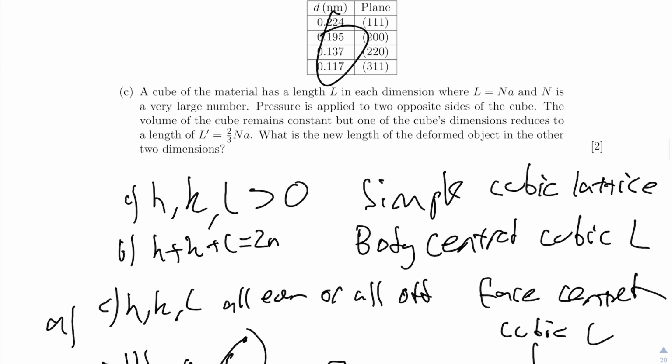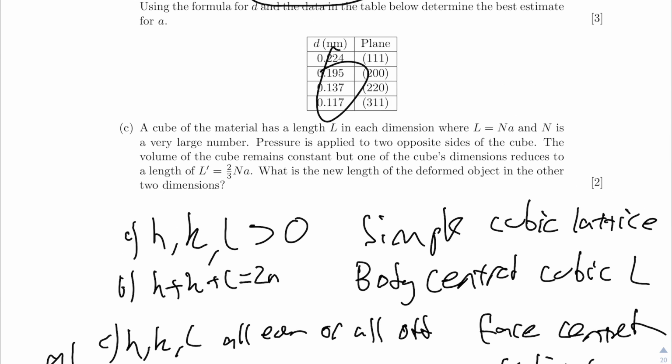So now part C. A cube of the material has length L in each dimension where L equals NA, and N is a very large number. Pressure is applied to opposite sides of the cube. The volume of the cube remains constant, but one of the cube's dimensions reduces to a length of L prime equals 2/3 NA. What is the new length of the deformed object in the other 2 dimensions?